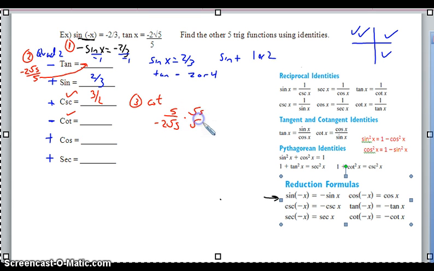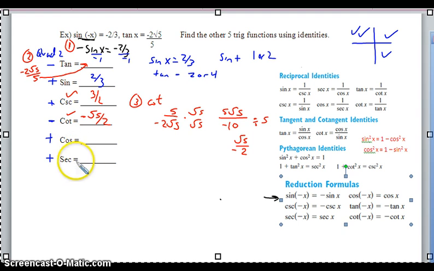Rationalize: 5 square roots of 5 over negative 10. I can divide by 5 and get square root of 5 over negative 2. Again, so far this is good. I know this answer was negative. This one should be positive. This should be positive. Cotangent should be negative.